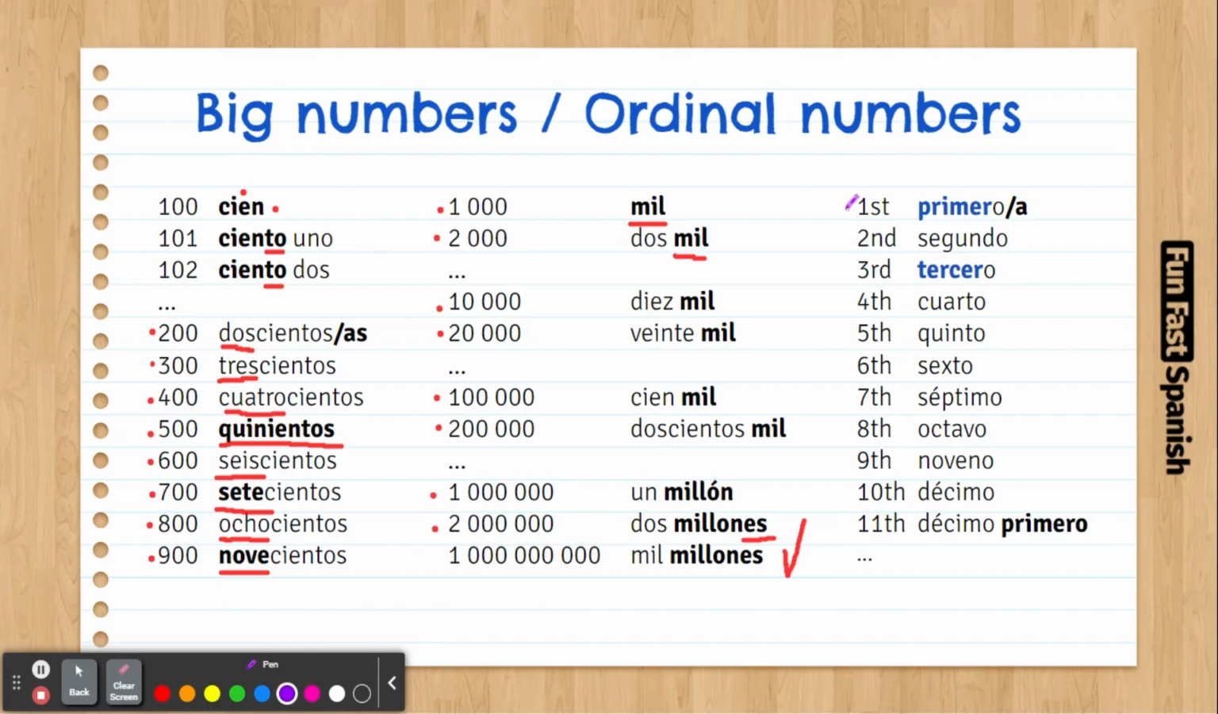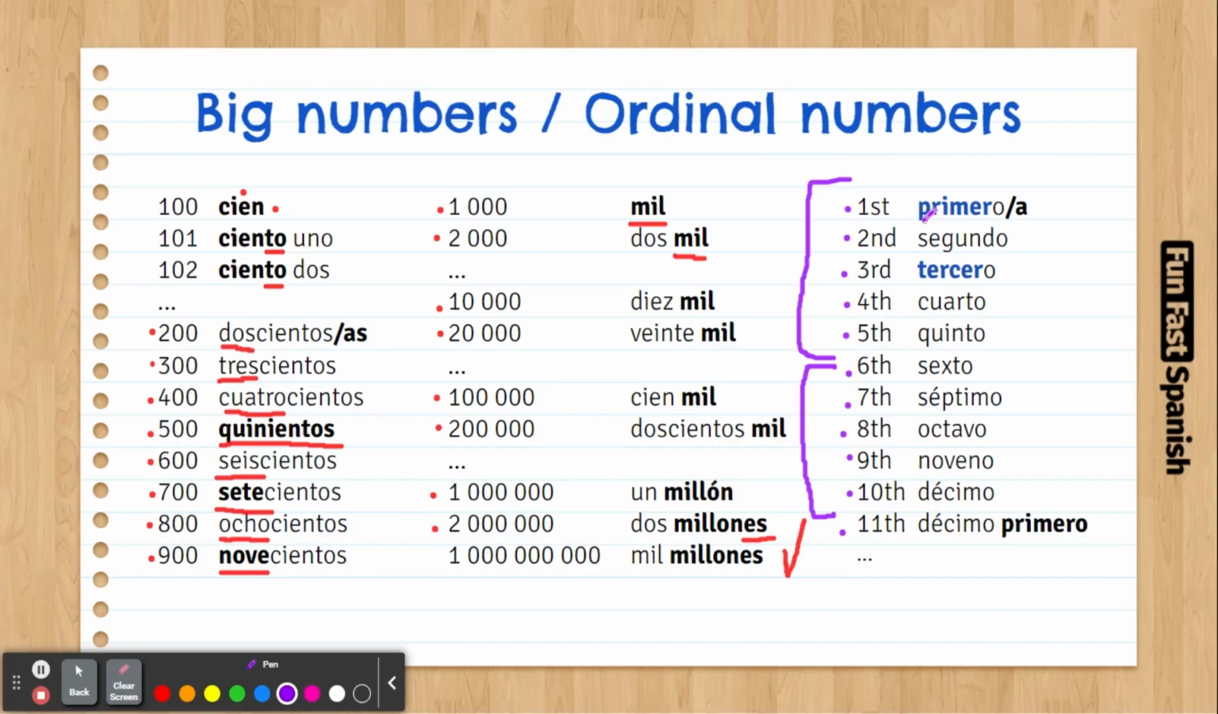The ordinal numbers: first, primero, segundo, tercero, cuarto, quinto, sexto, séptimo, octavo, noveno, décimo, décimo primero, décimo segundo, décimo tercero, décimo cuarto. I think if you learn the first five ordinal numbers, it's okay. If you want to learn the rest of them till the 10th, then it's good.